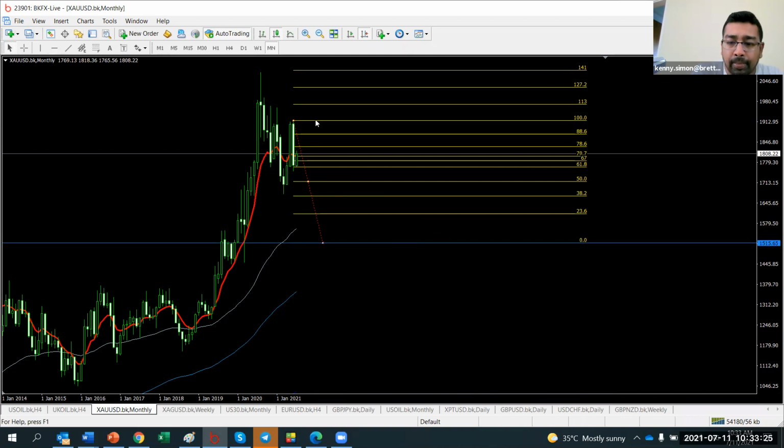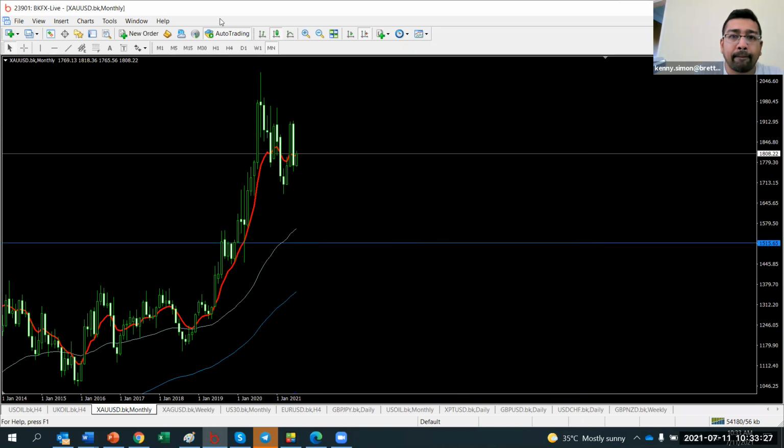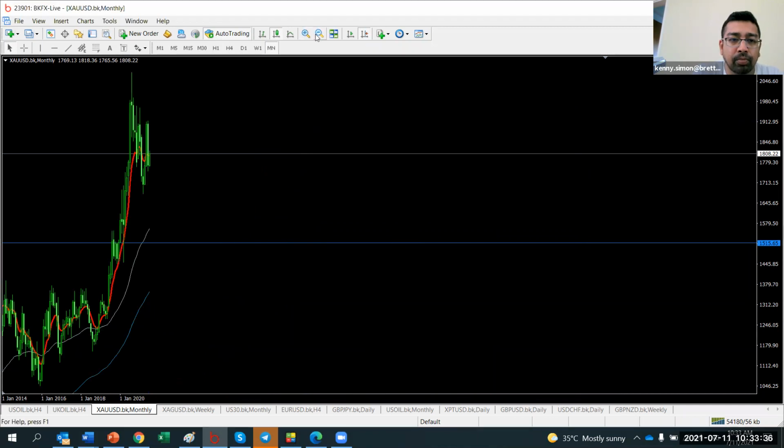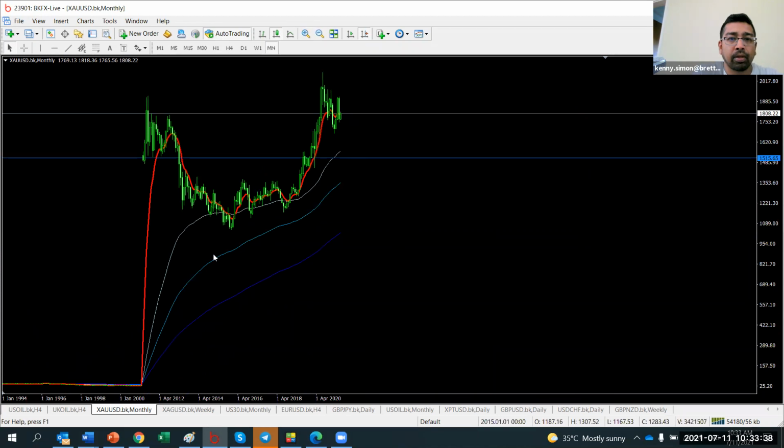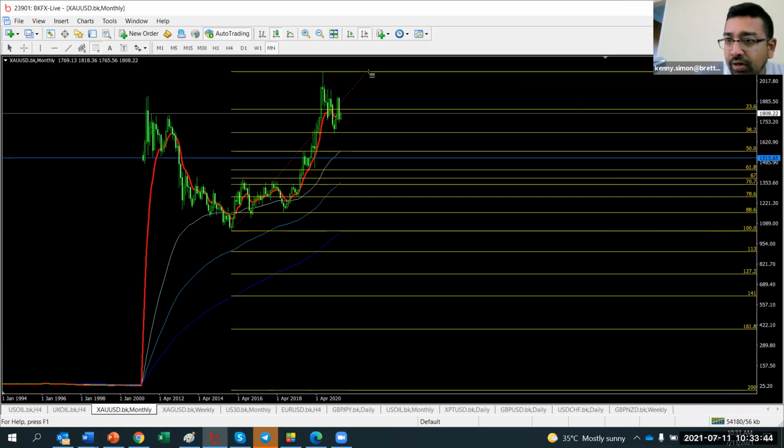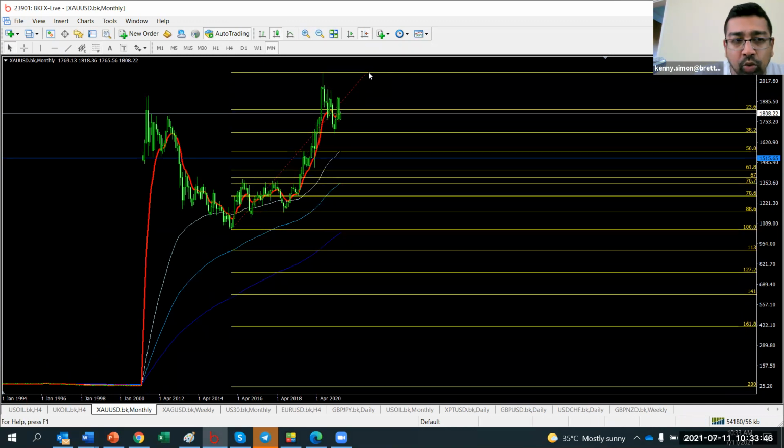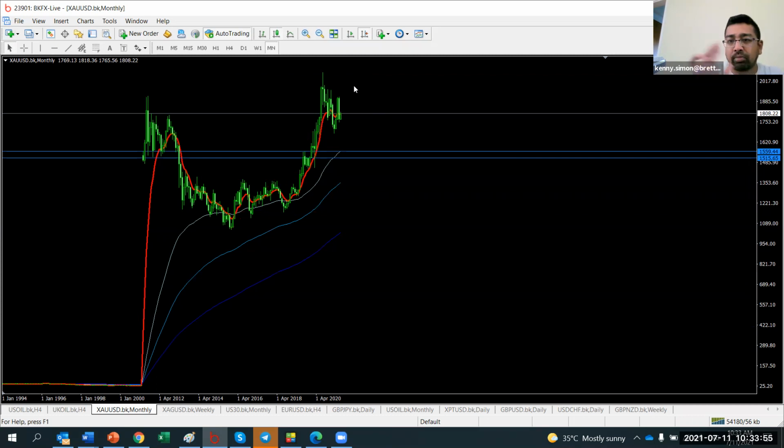Based on the geometric pattern, let's say. And earlier on, we did our 50% roughly, and that's also quite close here. These are all areas of support, potentially. I'm just looking at the bigger picture.